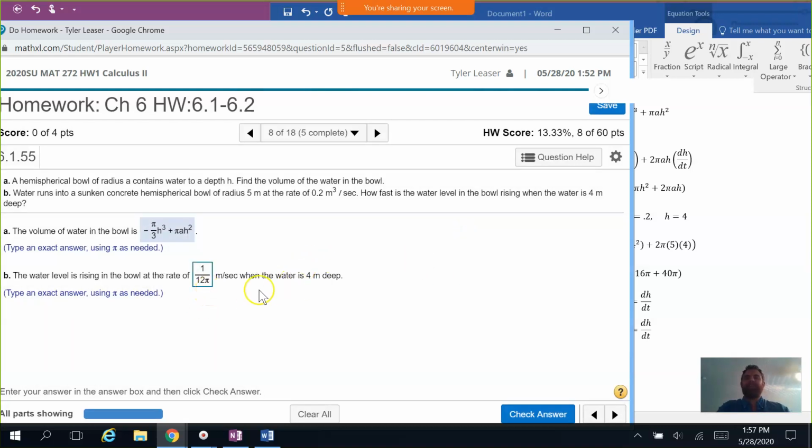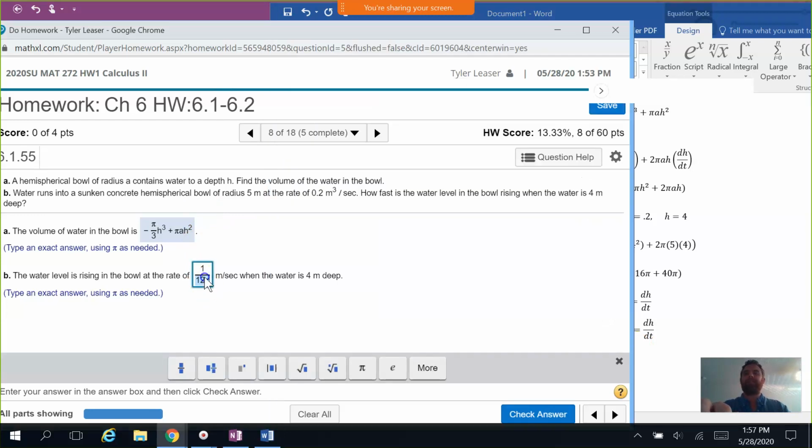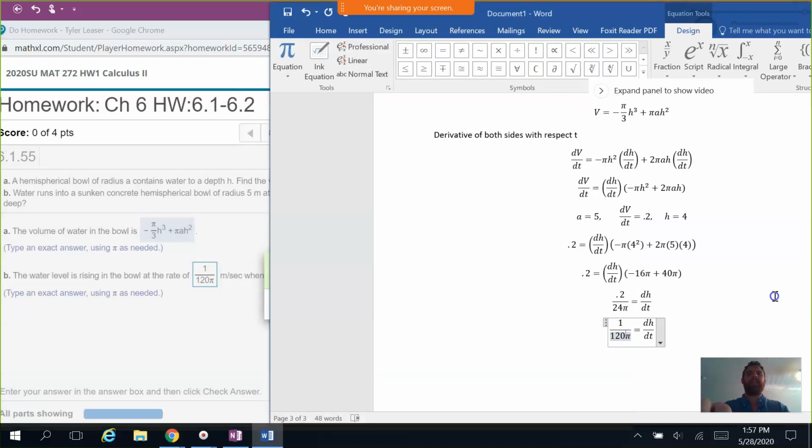Oh no, I messed up somewhere. I did something wrong somewhere. Another little mistake. Oh, I did the 1/12 wrong. It shouldn't have been 1/12. It should have been 1 over 120. So 1 over 120 pi. There we go.